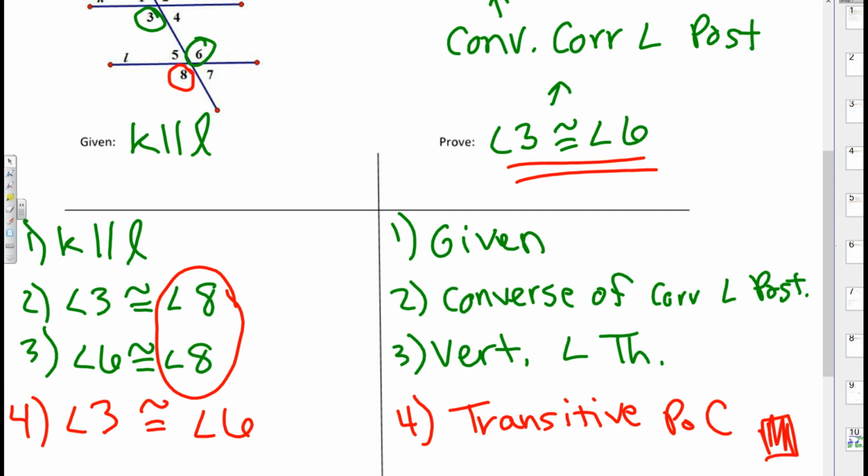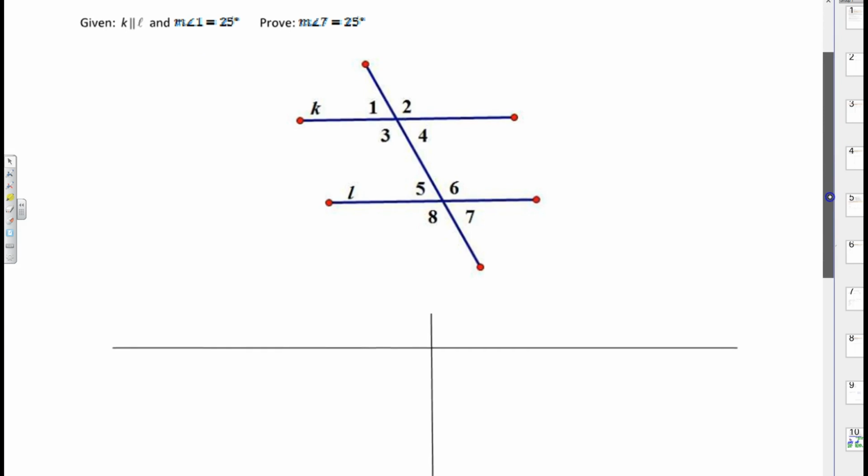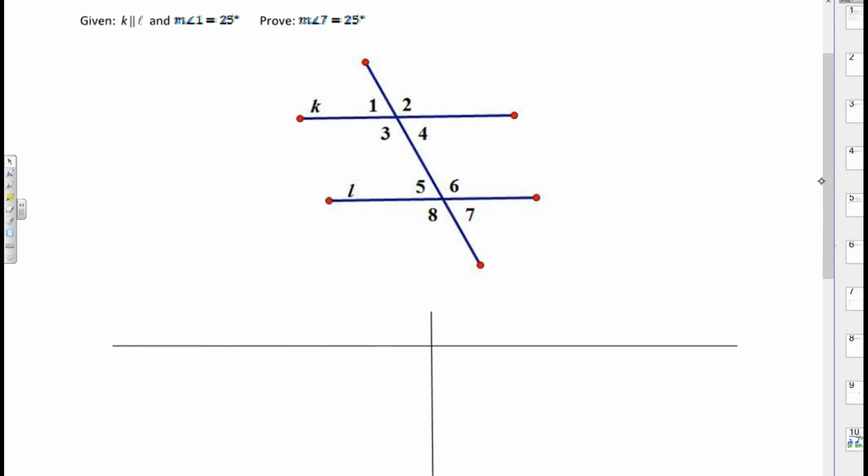Not too bad. So let's take a look at how this all falls out when we're actually throwing values into all of this. So now I'm given that K is parallel to L, and that angle 1 is 25 degrees. And I want to prove that angle 7 is also 25 degrees. Again, with something like this, I'm going to want a buddy angle, and a good buddy angle will correspond to one angle and then have some kind of relationship with the other angle.